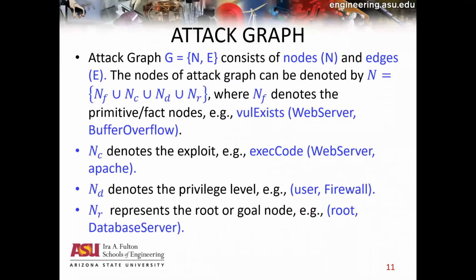The nodes represent the exploits and the vulnerabilities, like execute code can be one node in the attack graph. And the edges basically represent how you exploit these vulnerabilities. So for example, if you have a user privilege currently in the system and you have a network access, those will lead to execution of code on the web server if it has a vulnerability, and then you can have an edge that transitions you from a user to a root node.